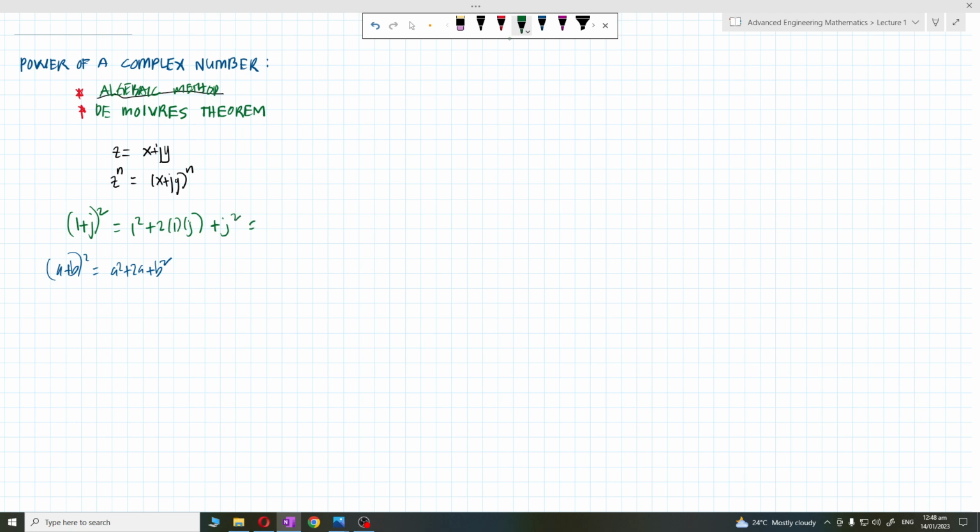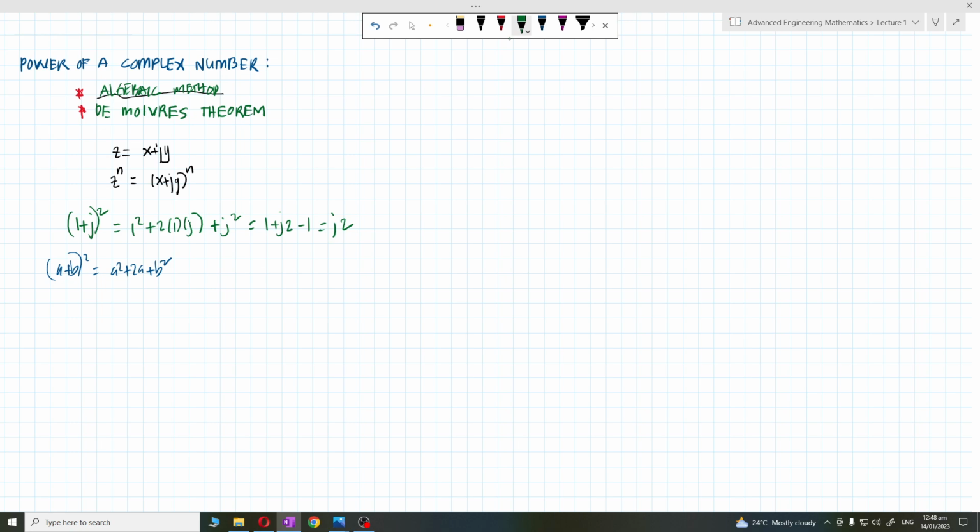Then simplify the expression. So 1 squared is 1. Of course, 2 times 1 times j is 2j. Then j squared, remember, is negative 1. So simplifying, the power of 1 plus j to 2 is equal to 2j. That's how you get the power of a complex number by using the algebraic method.